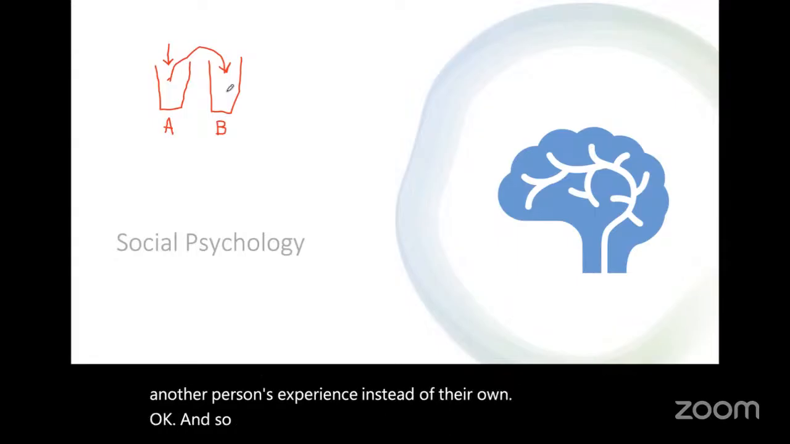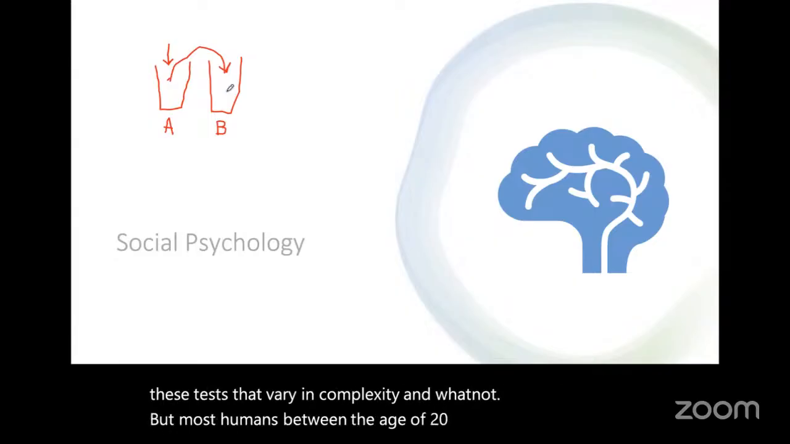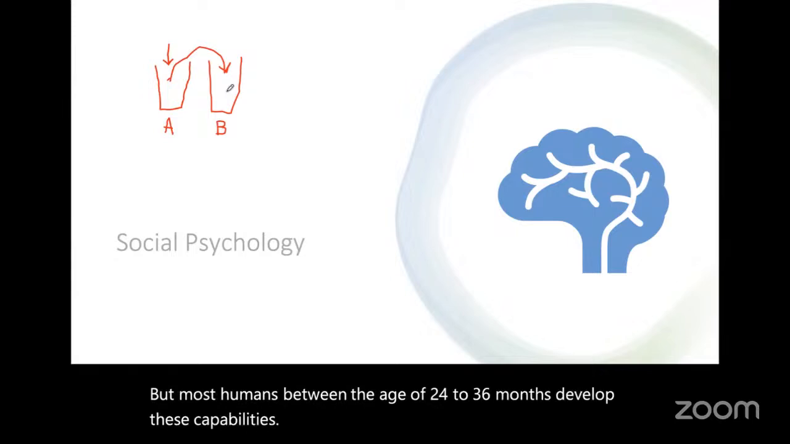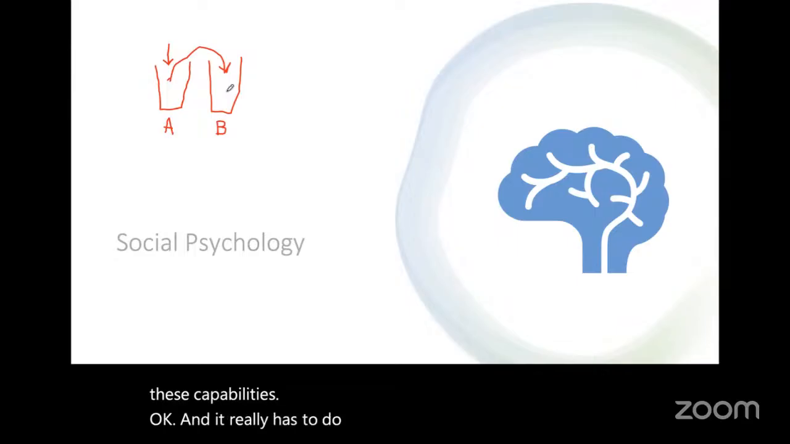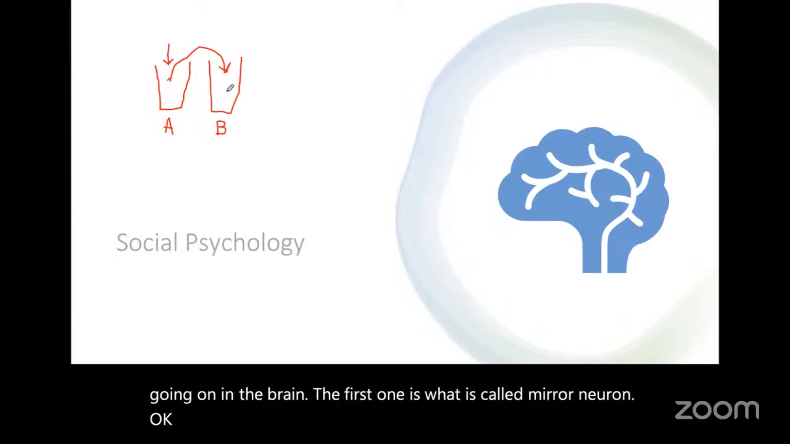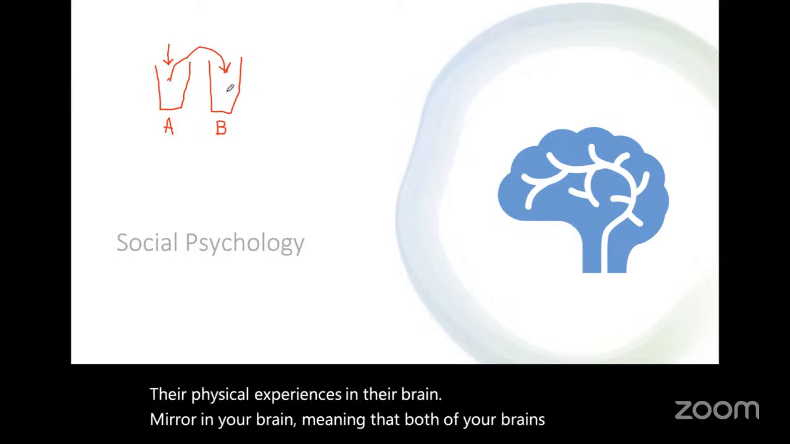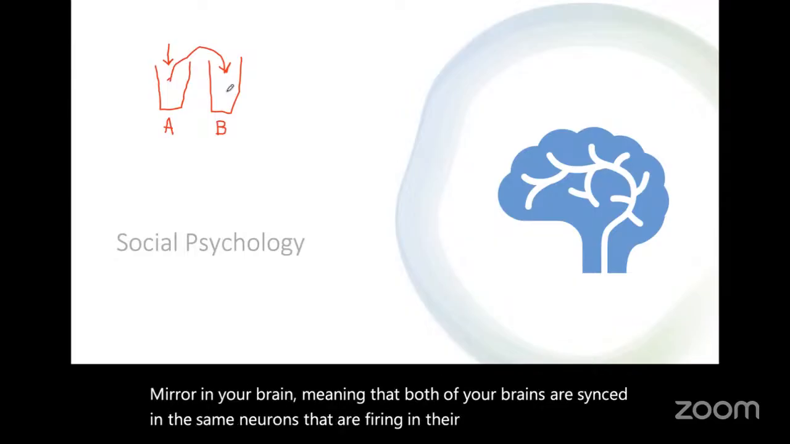Okay. And so this is very, there's like 16 of these tests that vary in complexity and whatnot. But most humans between the age of 24 to 36 months develop these capabilities. Okay. And it really has to do with some neurological things that are going on in the brain. The first one is what is called mirror neuroning. Okay. Mirror neuroning is when you're paying such close attention to someone else, their physical experiences in their brain mirror in your brain, meaning that both of your brains are synced. And the same neurons that are firing in their head are firing in your head.